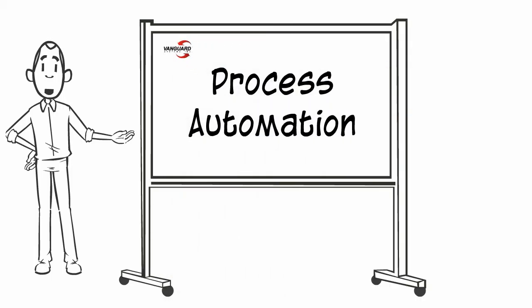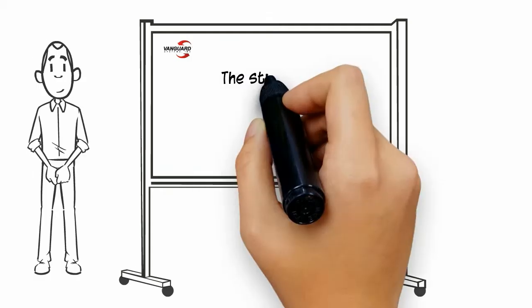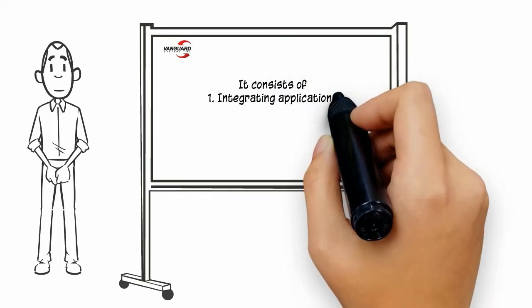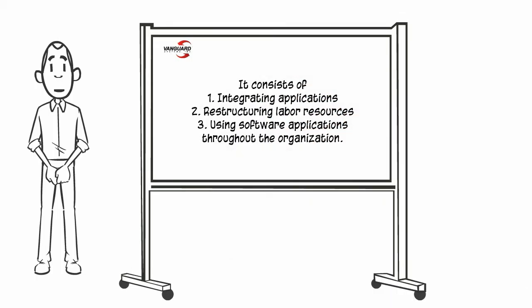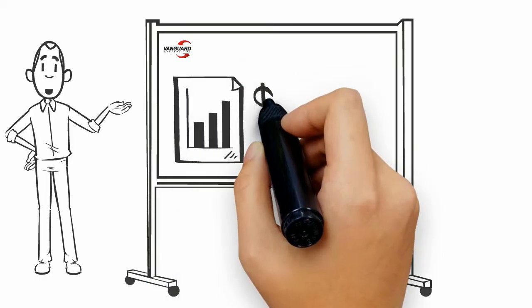But what is process automation? Process automation is the strategy a business uses to automate processes in order to contain costs. It consists of integrating applications, restructuring labor resources, and using software applications throughout the organization. But which of the three continues to increase in cost? The cost of labor continues to increase.